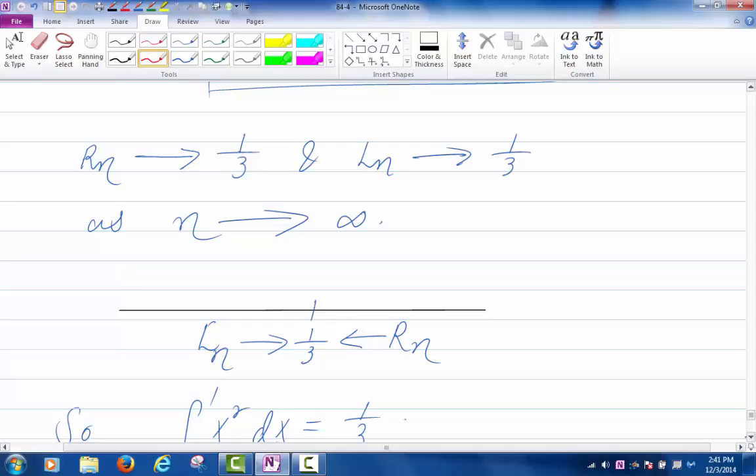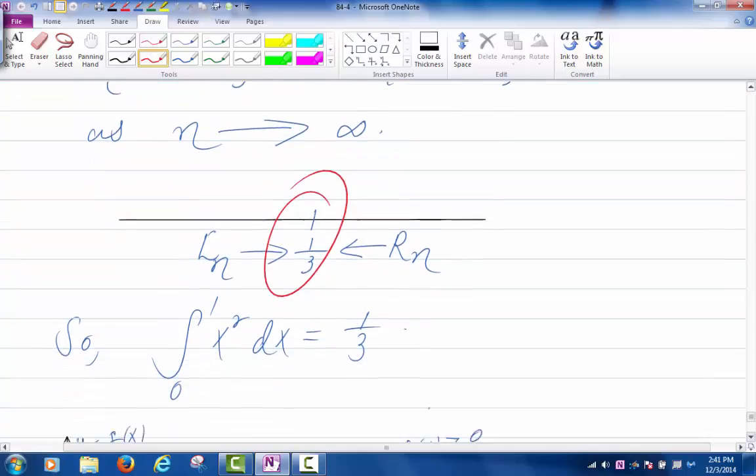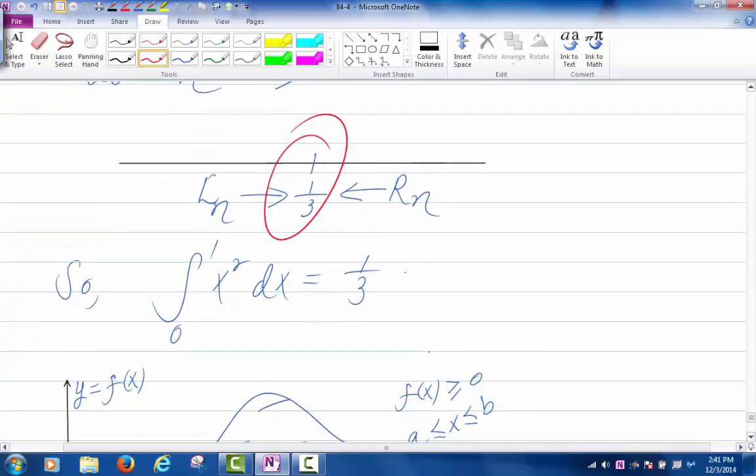So what's happening is that Rn is always bigger than ln, but Rn and ln, they are both approaching 1/3. Okay? And so what should be the integral of x squared from 0 to 1? Well, it's the limit of ln and Rn, and that limit is 1/3. Okay? Do I need to compute both limits to come up with the value of the integral? No, I just did it to show you. They are both the same. Okay? And so that's the value of the integral.